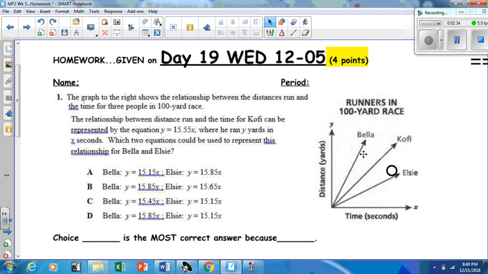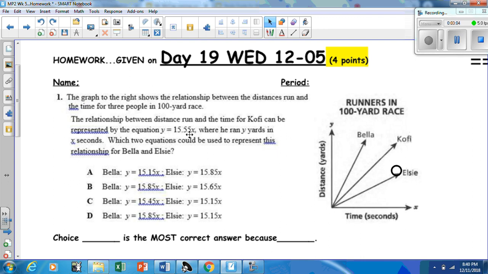Third fastest is Elsie. So what that means is if Kofi is 15.55, Bella must have a greater slope, or a larger slope, and Elsie must have a slope that is slightly smaller than 15.55. If we got that far in our thinking, the rest is going to be easy peasy. Take a look at the solution.